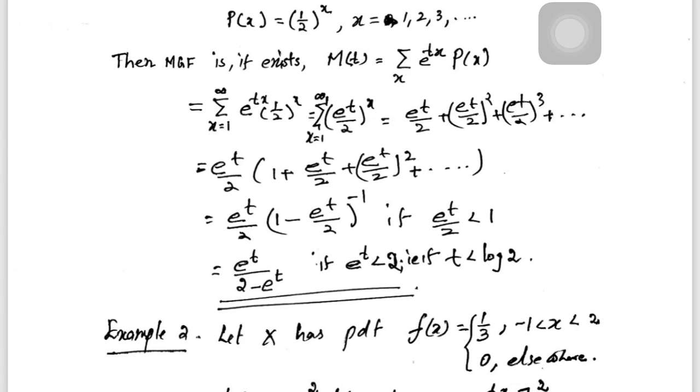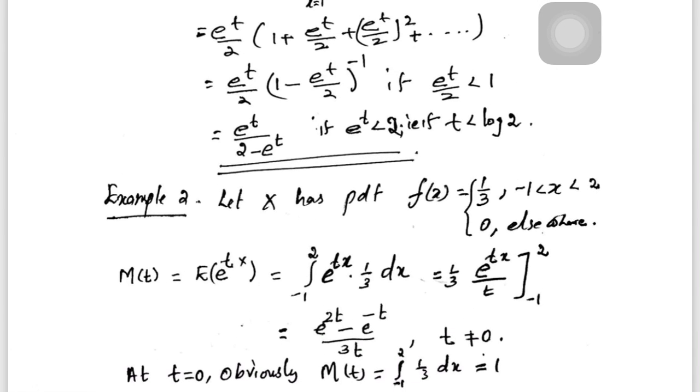Okay, now we come to another example, which is a continuous random variable. This continuous random variable x has PDF f(x) equal to 1 by 3 if x lies between minus 1 and 2, and equal to 0 elsewhere. For this you can see that M(t) is equal to the integral from minus 1 to 2 of e to the power of tx times 1 by 3 dx, which is 1 by 3 into e to the power of tx by t over the range minus 1 to 2, and this is nothing but e to the power of 2t minus e to the power of minus t, divided by 3t.